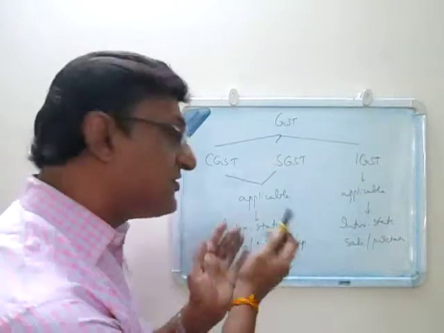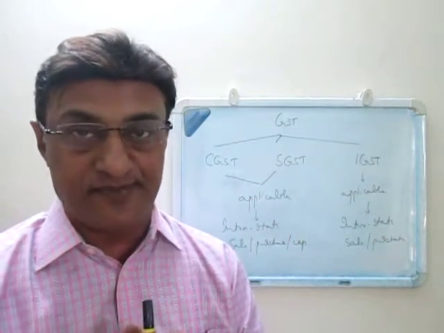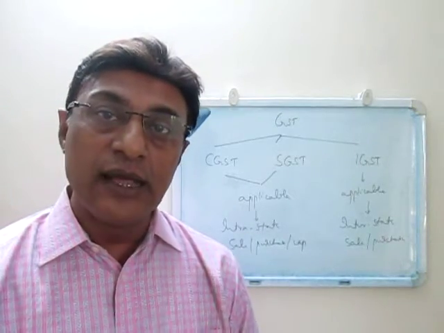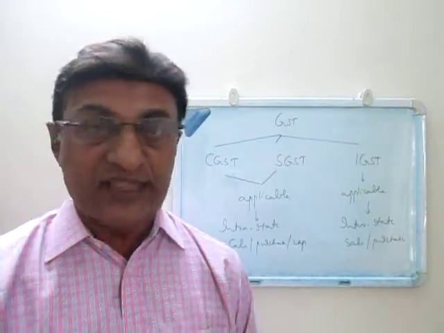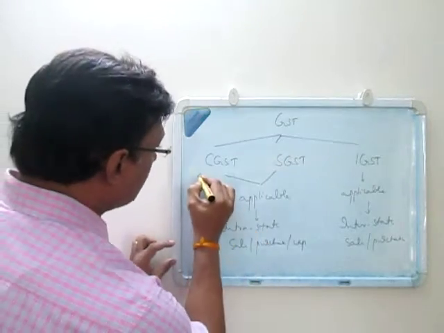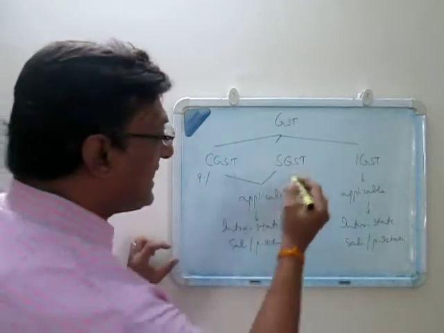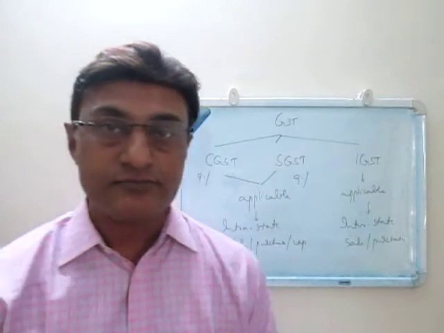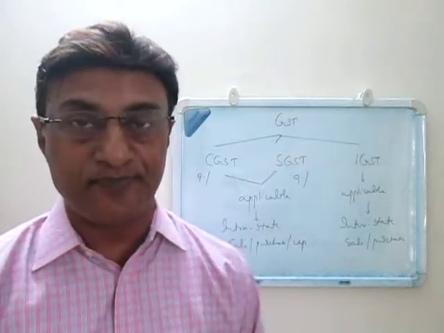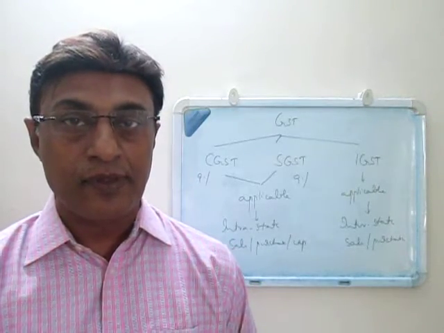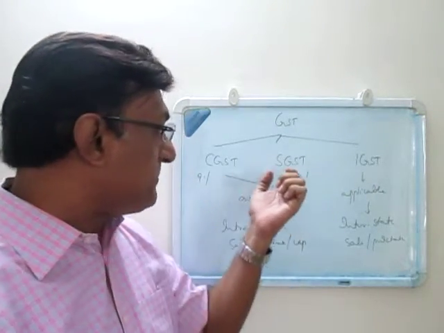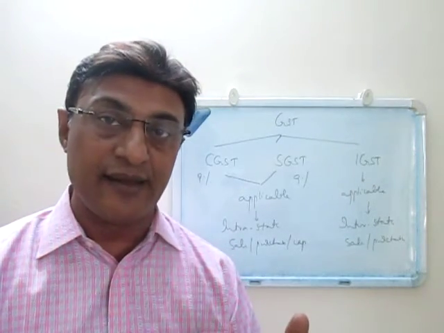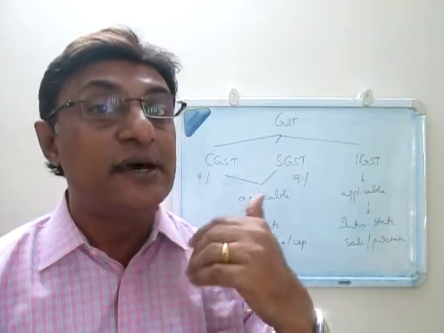Now suppose it is an intra-state, that is within the same state, sale or purchase, expenditure or income, and if the rate is 18%, that would mean that CGST is at the rate of 9% and SGST is at the rate of 9%. 9 plus 9, 18. So this 9% plus 9% would have been collected by the dealer who is selling and paid by the dealer who is purchasing.